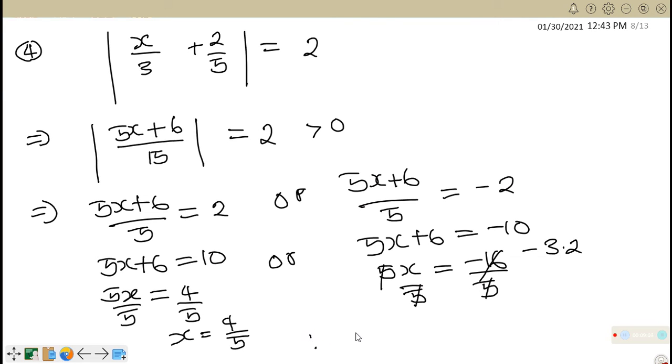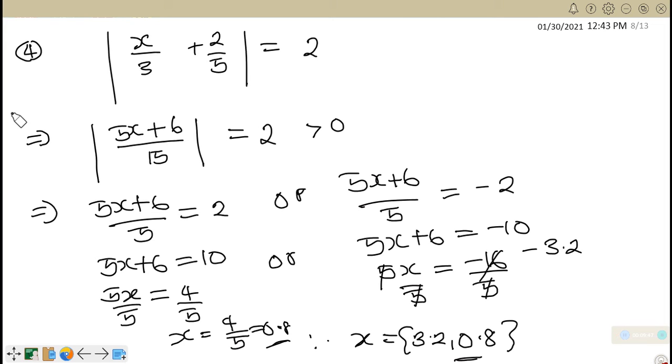So therefore the final answer to the question is that x equals the set minus 3.2, or changing this one, we have 0.8, because 4 over 5 is 0.8, of course. And that answers the question.